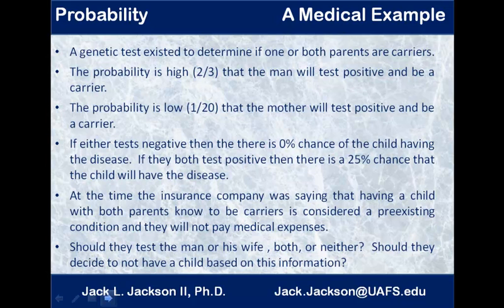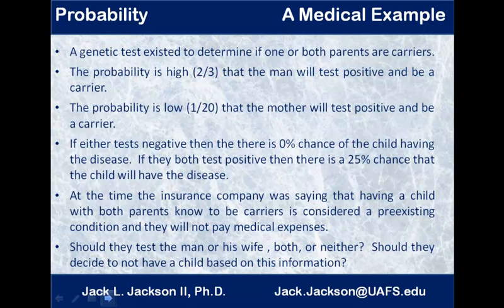So here are the questions that this man had, this friend of mine. Should they test the man, or should they test his wife, or both, or neither? And what would they decide to do? Should they decide to not have a child based on this information, or should they decide to go forward? It's pretty interesting questions, and so looking at these probabilities helps make some decisions for them.